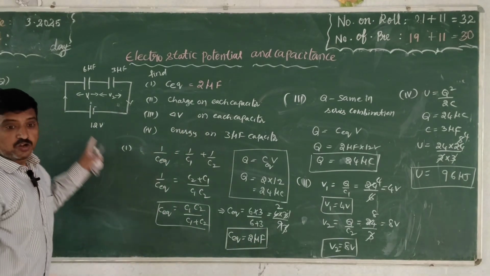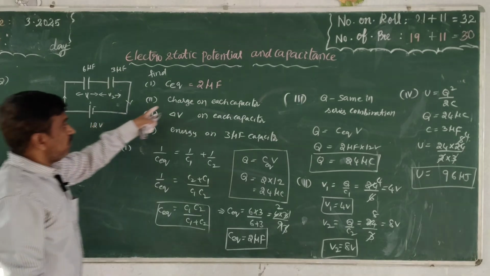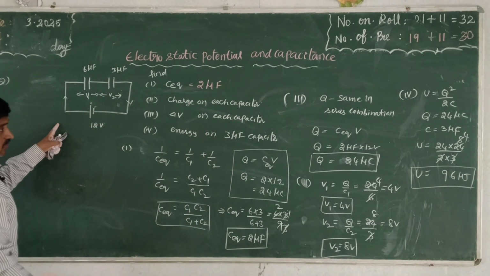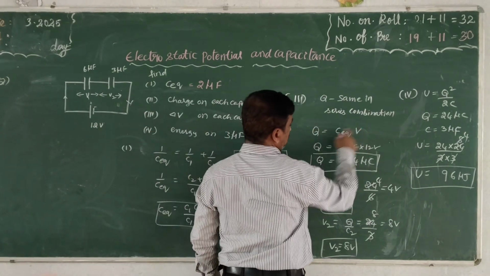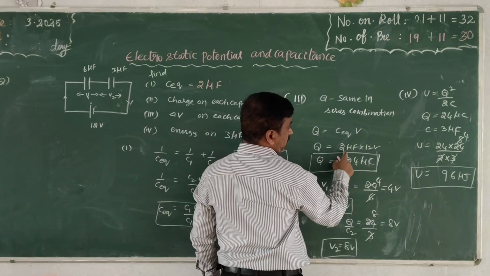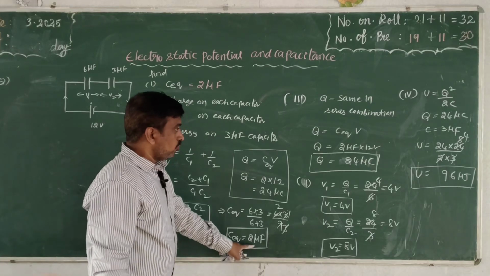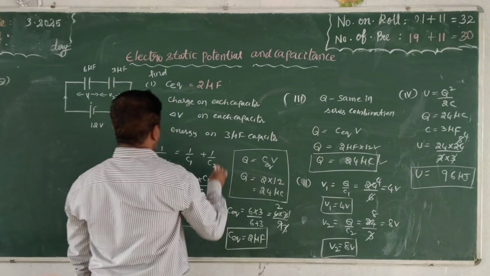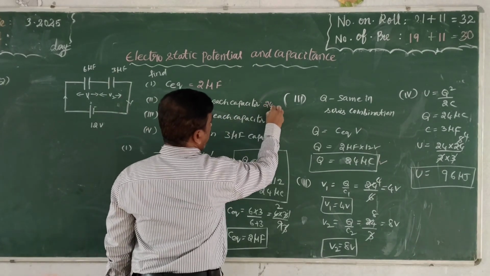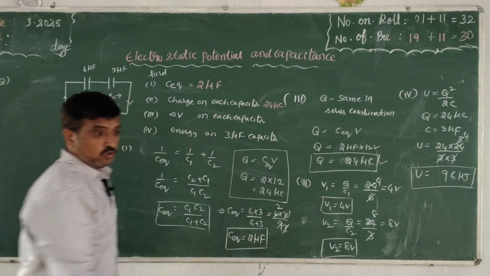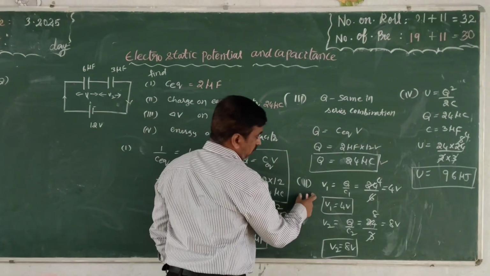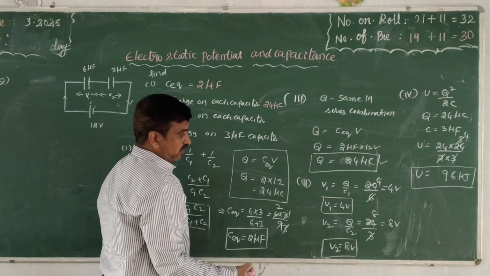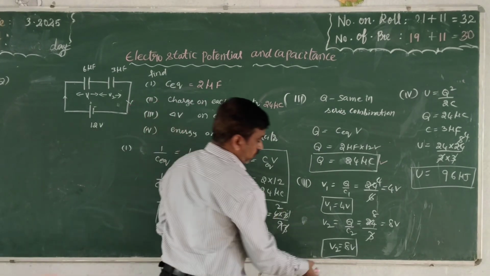2 microfarads. Now we want to find out the charge on each capacitor. In series combination, charge is the same, so Q equals C equivalent into V. C equivalent is 2 microfarads and the potential is 12. 12 twos are 24 microcoulombs. What is the charge on each capacitor? 24 microcoulombs. Now what is the potential on each capacitor? V1 is 4 volts, V2 is 8 volts. So that we can write.